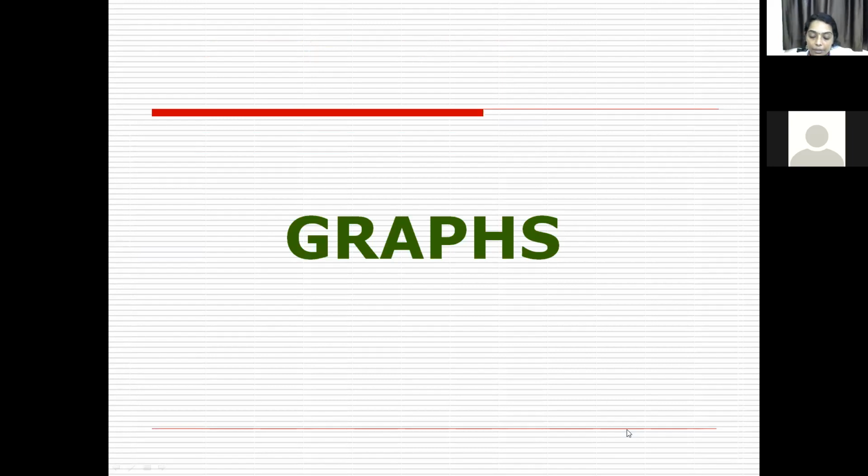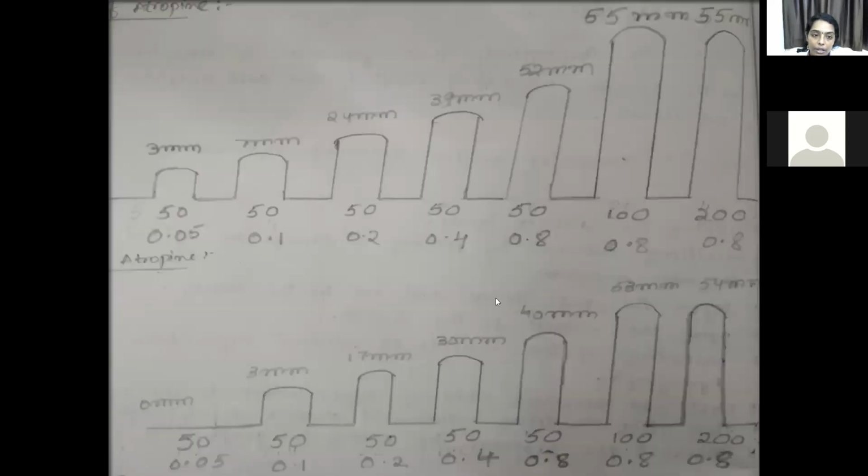See the graph again. So 0.1 ml produced 7 mm response, 0.2 ml produced 24 mm, 0.4 produced 39, 0.8 produced 52, then 0.8 ml from the 100 microgram per ml stock solution produced a 55 mm response, and that is the maximum response. So we call it the ceiling effect, and this particular dose is called the ceiling dose.